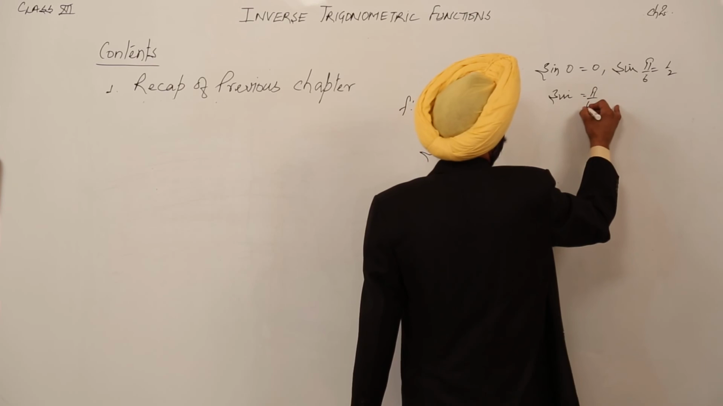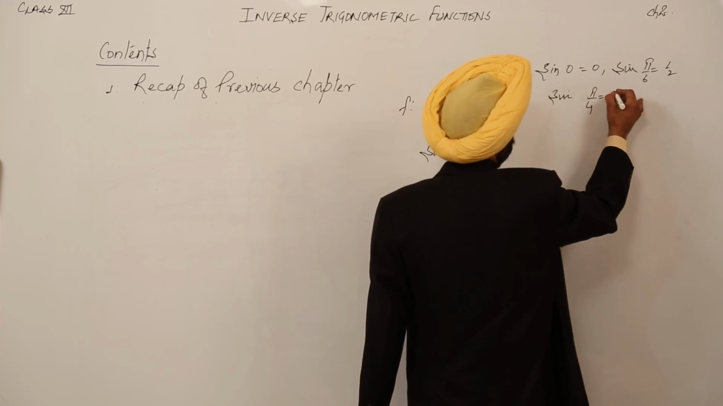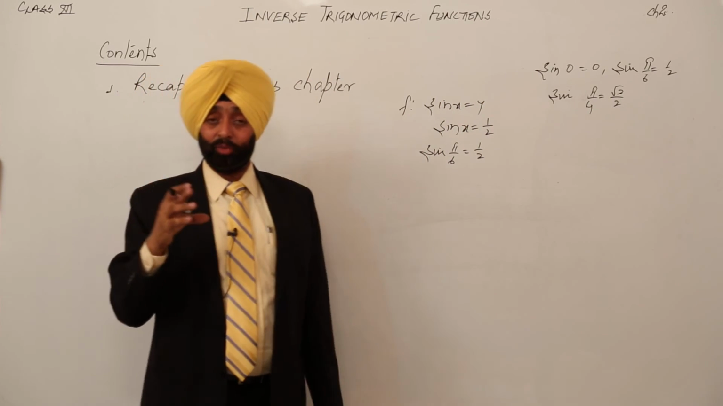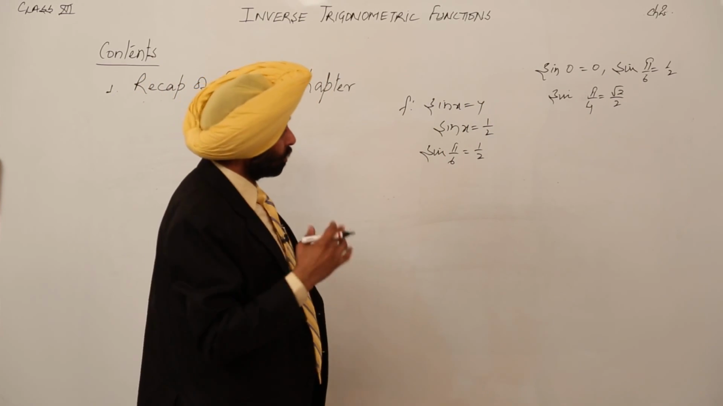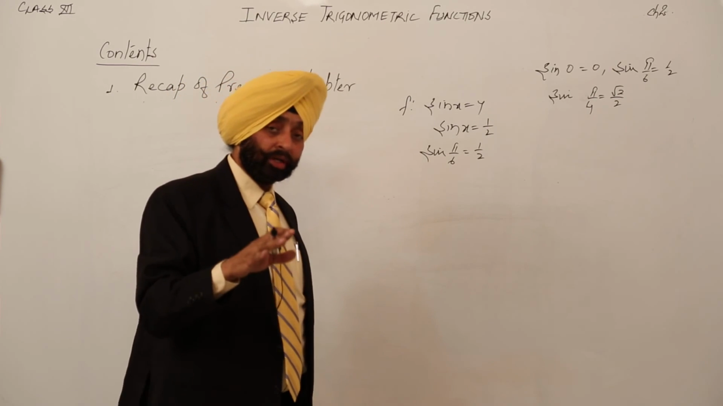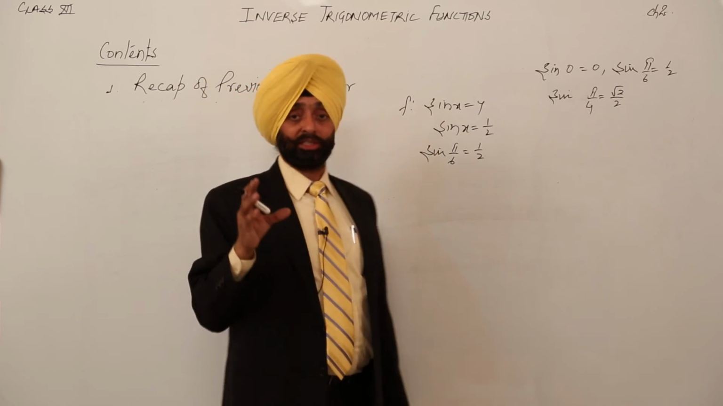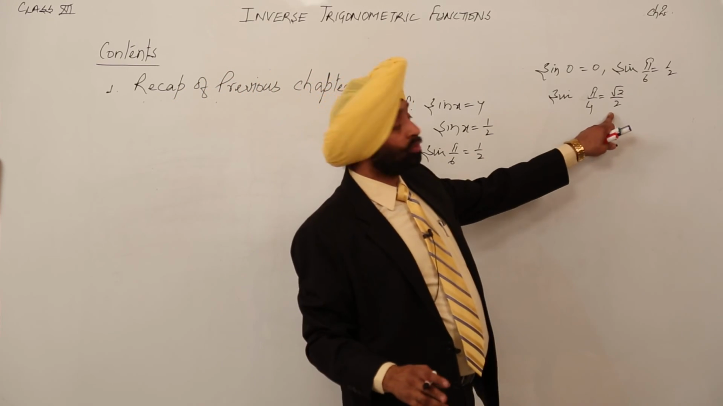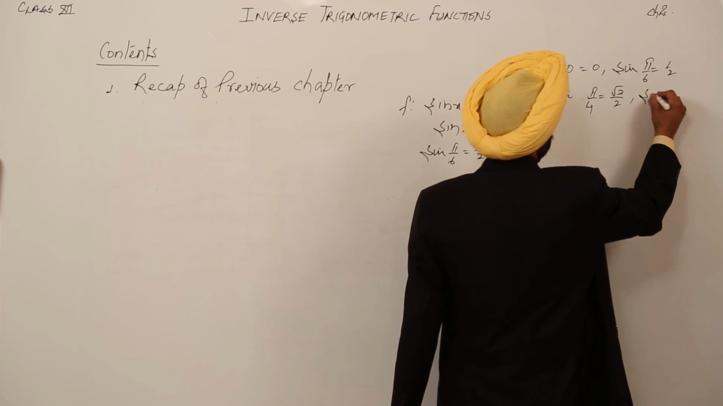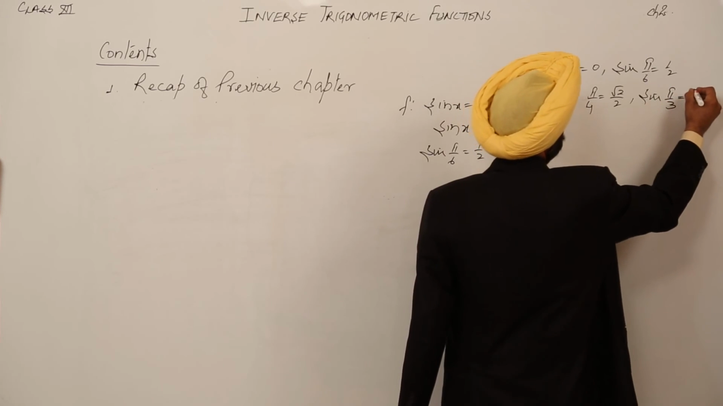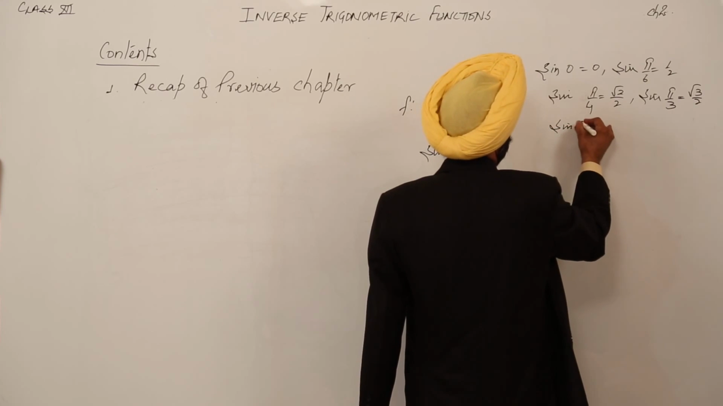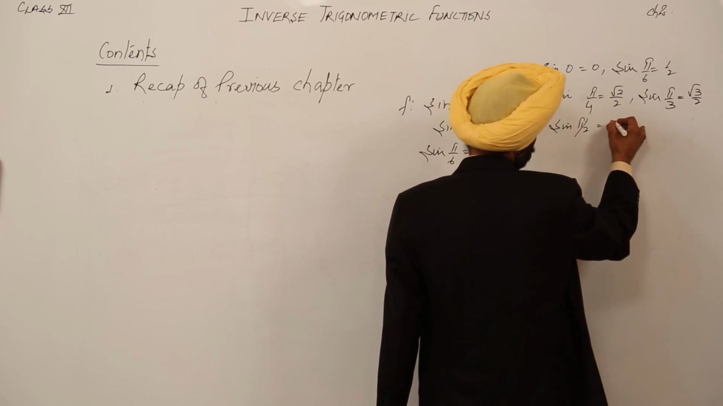sin pi by 4 is equal to root 2 upon 2. Nowadays in every book it is written as root 2 by 2, because normally what we were going through was 1 upon root 2. In the denominator there should be no surd, so after rationalization of 1 upon root 2 we get root 2 by 2. So try to write root 2 by 2. Then sin pi by 3 is equal to root 3 by 2, sin pi by 2 is equal to 1.